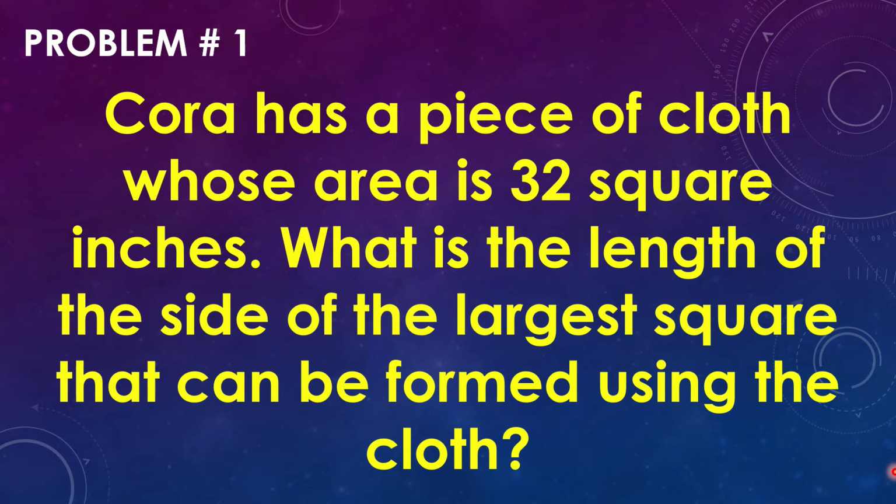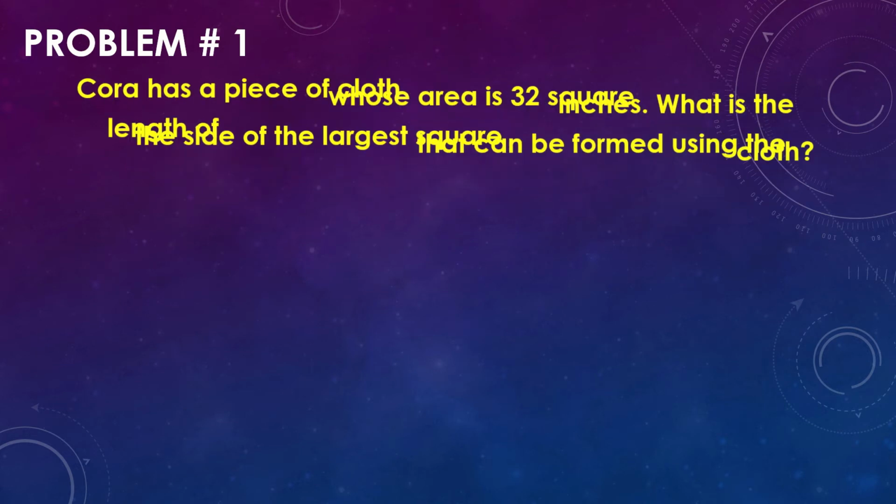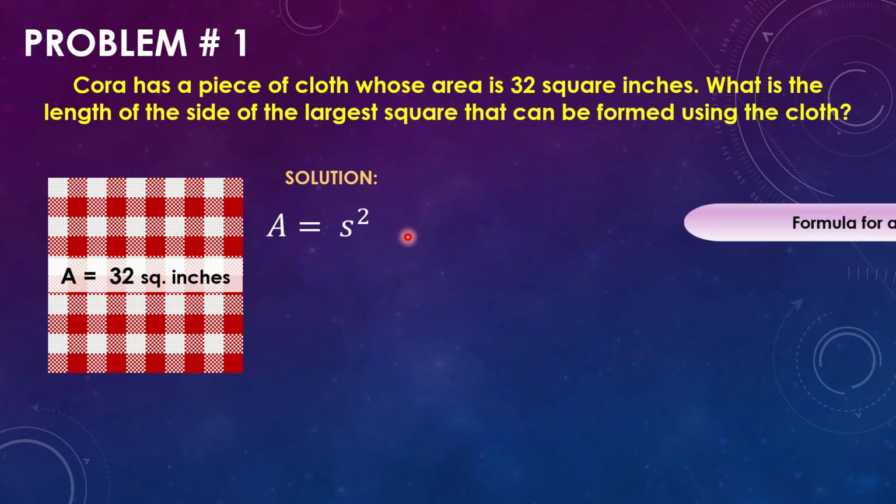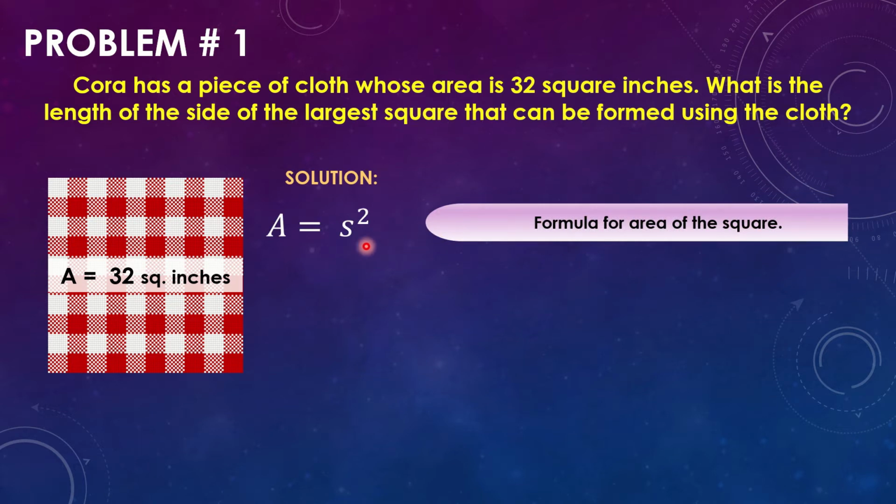To solve the problem, let us illustrate it first. Let us assume that this is the piece of cloth that Cora has. And from the problem, it says that the area of this cloth is equal to 32 square inches. Next, let us now find the solution. First, let us use the formula for the area of the square since it's the only key in our problem. So meaning, area of the square is equal to s squared, or the side times side.